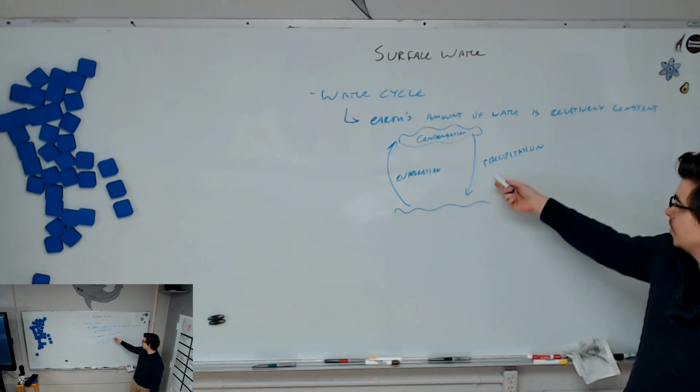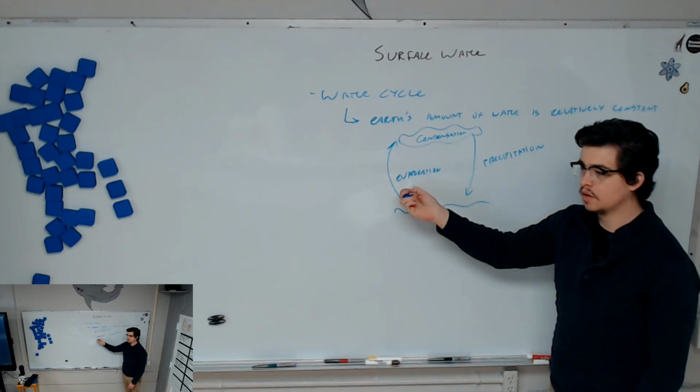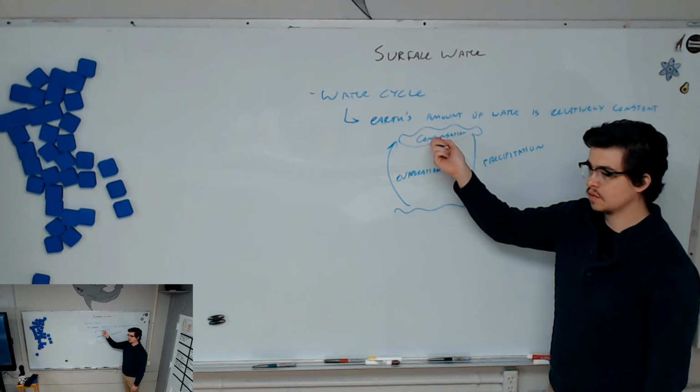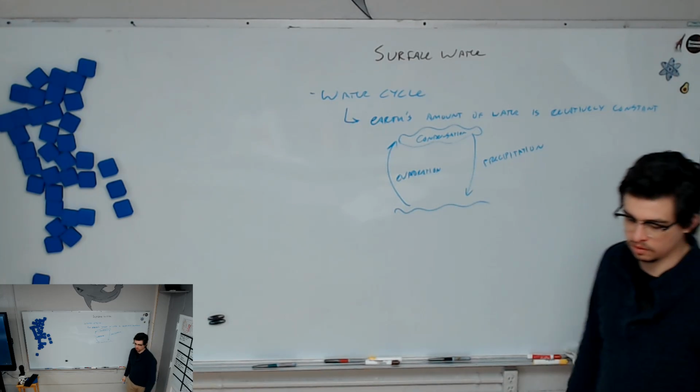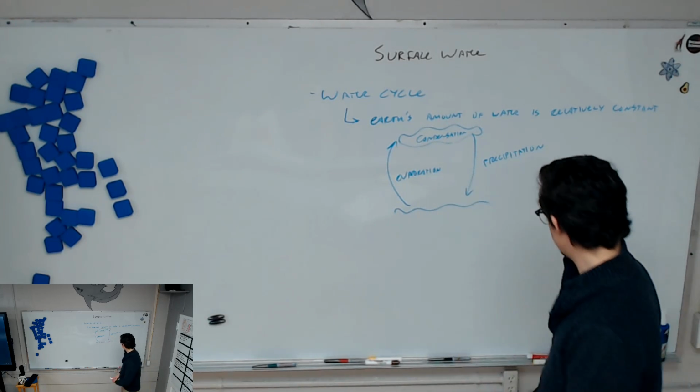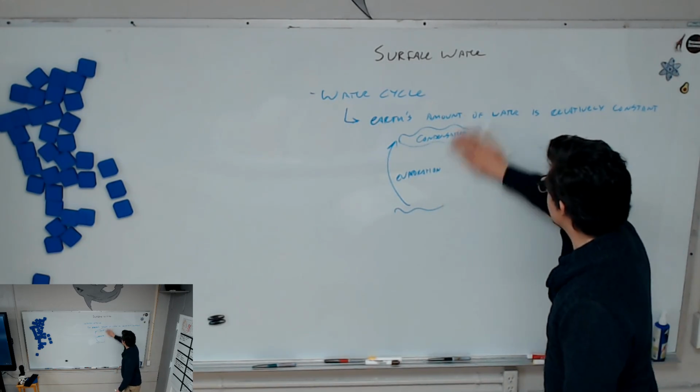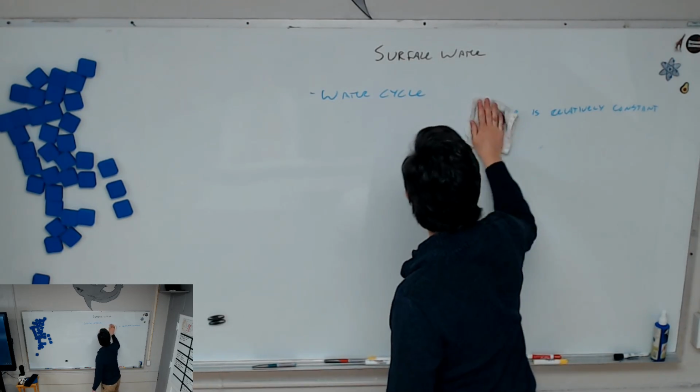precipitation. So this is liquid water to gaseous water. This is gaseous water to liquid water, which forms the cloud. And then this is when that liquid or solid water falls from the sky. Okay? That's the water cycle. Do you have questions about the water cycle?